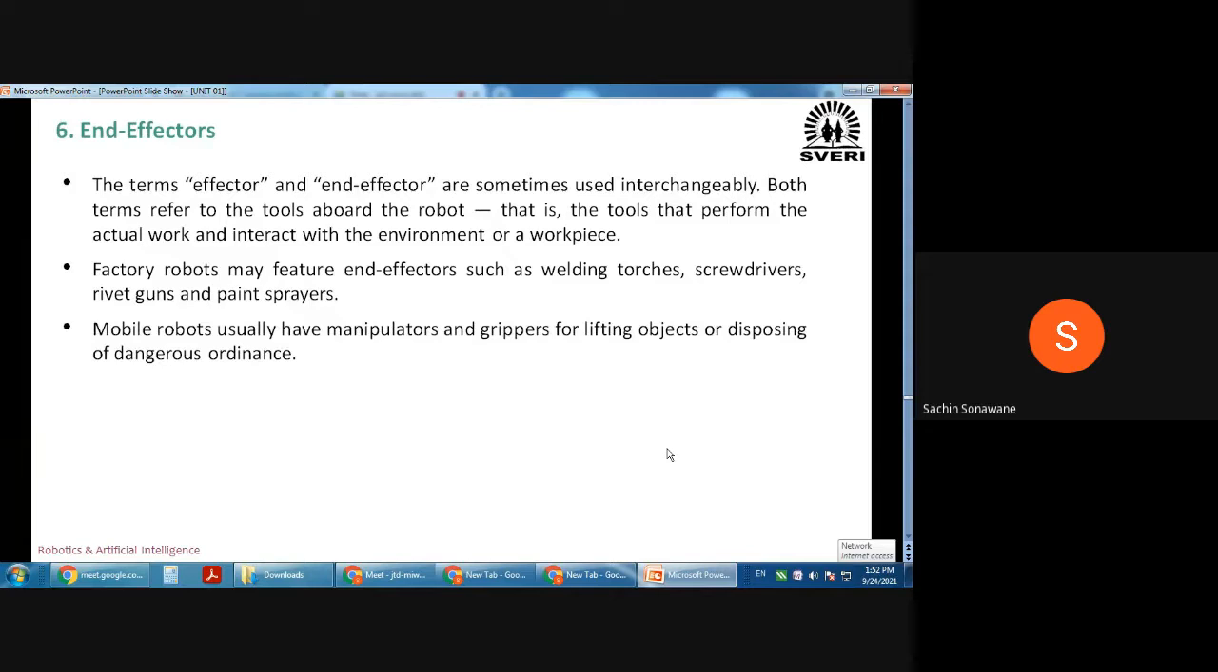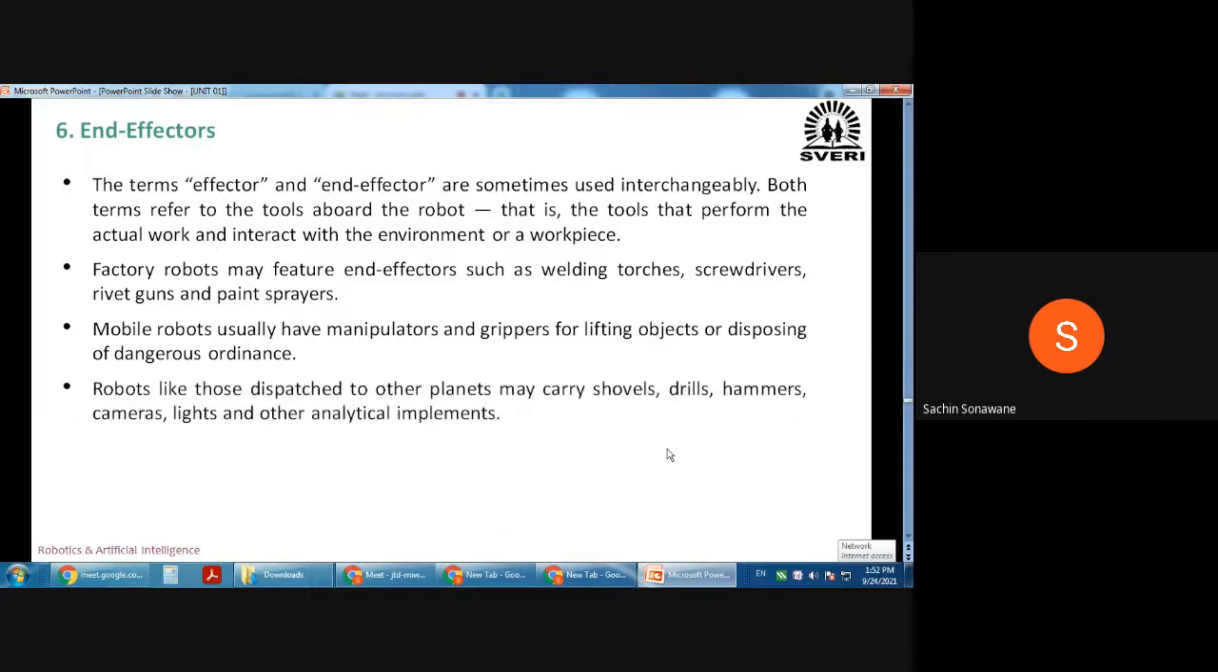Mobile robots usually have manipulators and grippers for lifting objects or disposing of dangerous ordnance. Robots like those dispatched to other planets may carry shovels, drills, hammers, cameras, lights, and other analytical implements. From simple to complex, effectors allow robots to carry out their specific tasks with precision.